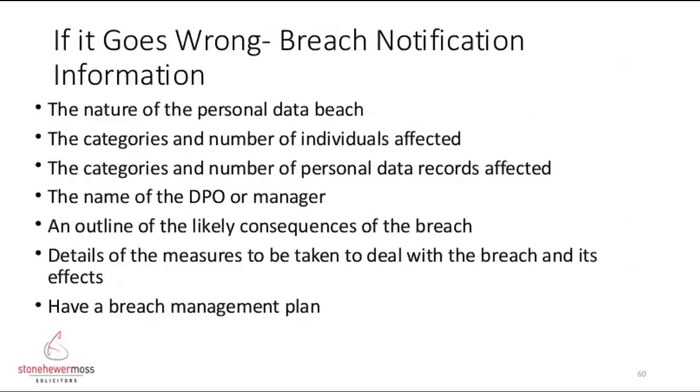If you do have to tell the ICO, you need to tell them the categories of the individuals that have been affected, the categories and numbers of personal data records affected, the name of the poor soul, the DPO, who is going to be dealing with it, some of the consequences that you envisage might flow from this breach, and the measures that you're currently taking to try and sort it out. Always wise to have a plan in advance, because if you do, you'll probably see the pitfalls before they arise and you won't end up in this situation.